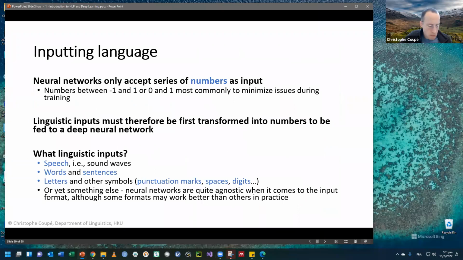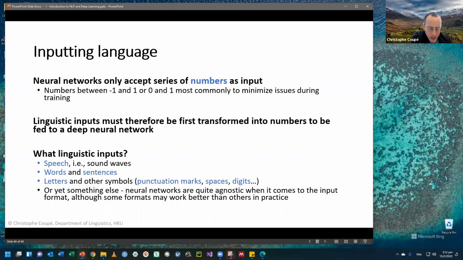Something also that maybe makes very good sense if you have played a little bit with deep learning and if you do machine learning is that neural networks only accept one kind of input, in a way. They only accept numbers, possibly lots of them, but only numbers. And usually you try to choose rather small numbers, like numbers between -1 and 1 or 0 and 1. That's quite common because large numbers may create some issues when you train the network. So that's what you will feed deep neural networks.